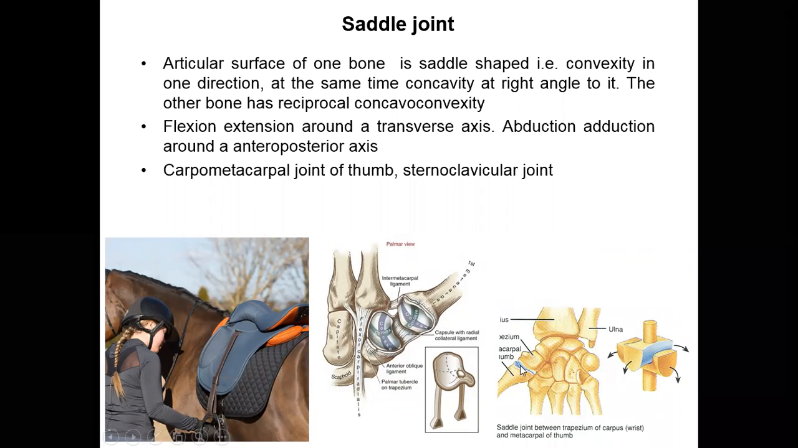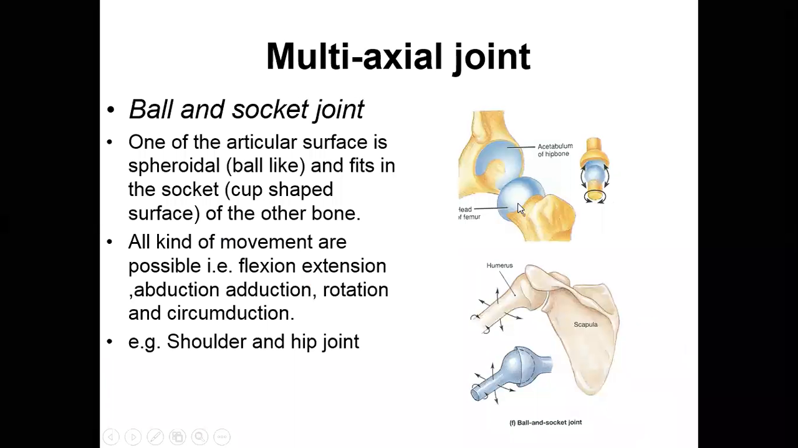So this is carpometacarpal joint of thumb. We are showing carpometacarpal joint of thumb. The other example is sternoclavicular joint. The next variety is multi-axial joint. So multi-axial joint, as the name suggests, here we have movements in different axes. Movements in different axes. The type is ball and socket joint.